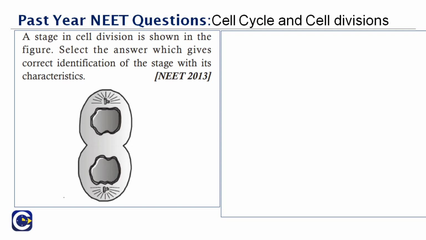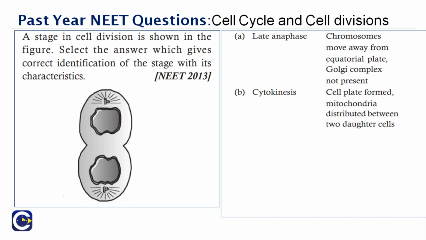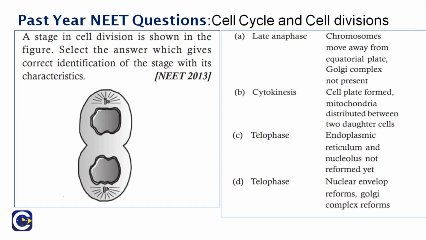Let's read it here. A stage in cell division is shown in the figure. Select the answer which gives the correct identification of the stage with its characteristic. So you're given 4 options here. Late anaphase, cytokinesis, telophase and telophase. Now coming to the answer. Now we'll go option by option. Let's read the first option here. Late anaphase. Chromosomes move away from the equatorial plate. Golgi complex not present. No, it's actually wrong. So option A is not the right answer.